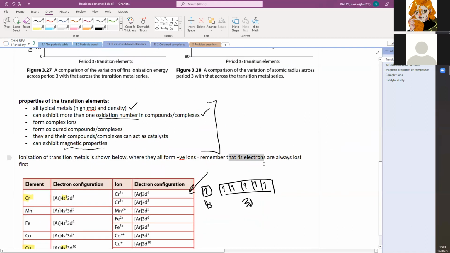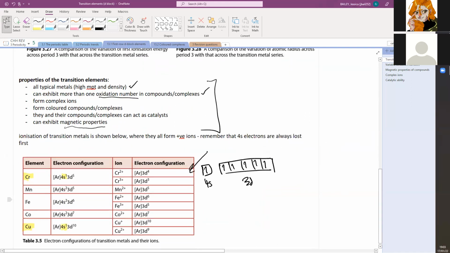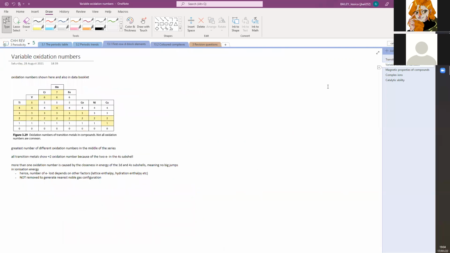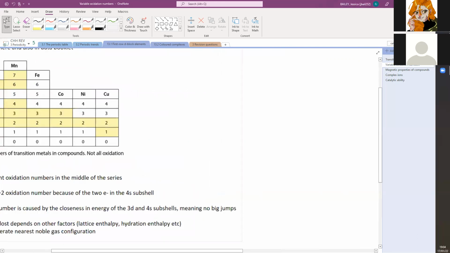Always remember that the 4s electrons are lost first, which is why pretty much all of your transition metals can form 2+ ions, because they always lose their 4s electrons first, and there's typically always 2 of them. Chromium and copper have the advantage of being able to lose only 1 because they only have 1 4s electron. But yeah, let's go through that in here.